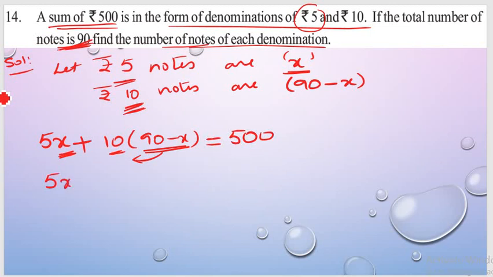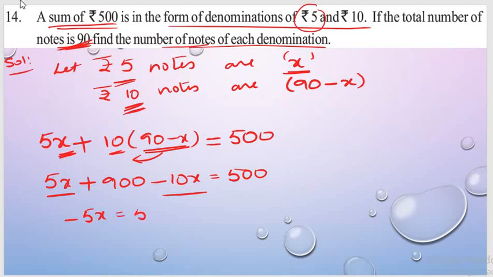Now on simplifying, what I am going to get: 5X plus 10 into 90 gives me 900, minus 10 into X is minus 10X, which gives me 500. Now 5X minus 10X gives me minus 5X. So minus 5X is equal to, on the right hand side I already have 500. If this plus 900 is transposed, it becomes minus 900. So minus 5X is equal to 500 minus 900, which is minus 400.